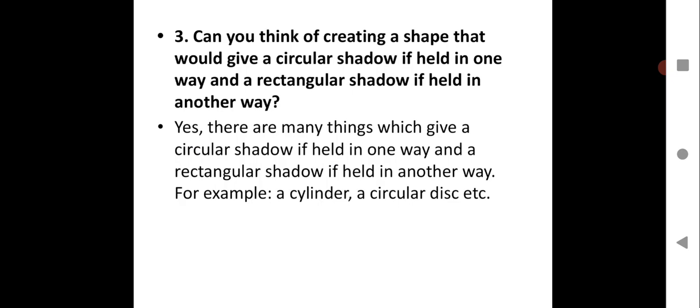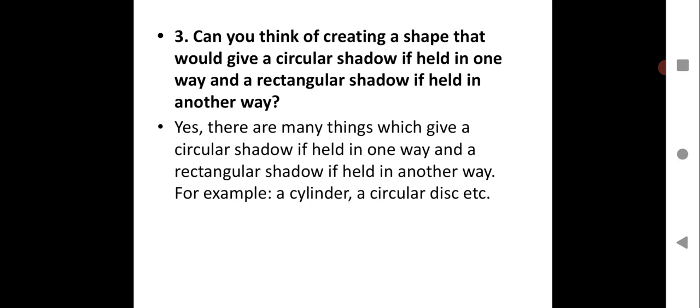Can you think of creating a shape that would give a circular shadow if held in one way and a rectangular shadow if held in another way? Let us see. Yes, there are many things which give us a circular shadow if held in one way and a rectangular shadow if held in another way. For example, a cylinder, a circular disc, etc. These are the objects that give a different shape of shadow when you hold them differently.